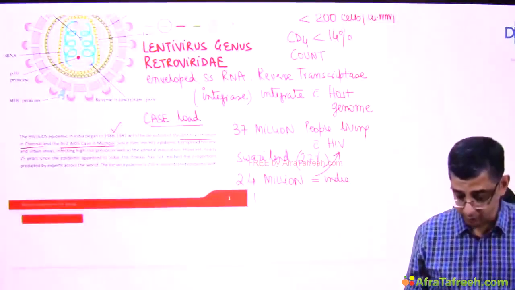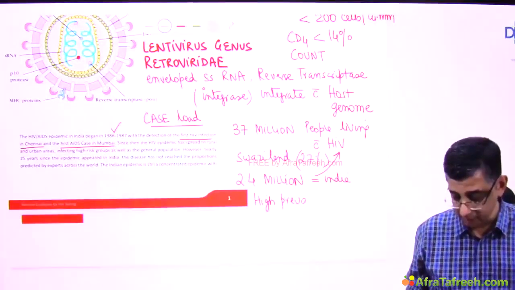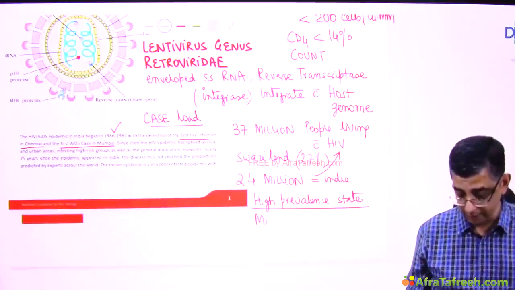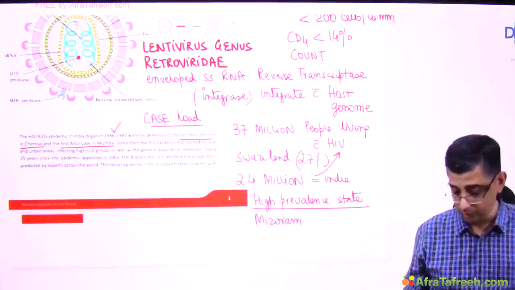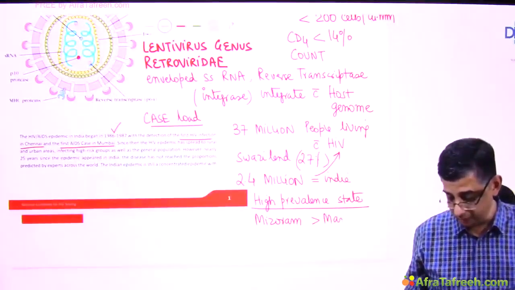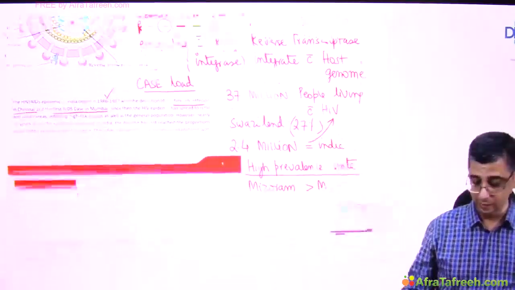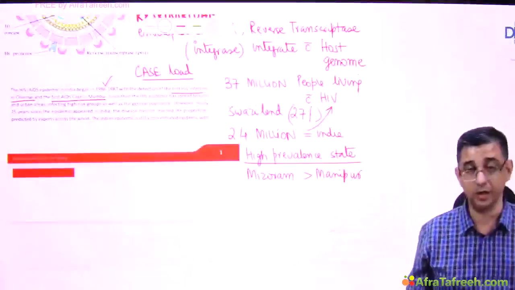And when it comes to high prevalence states, please remember in earlier times, the high prevalence state for this infection was mainly states like Manipur, but now if you read the data, it is Mizoram which is having a higher prevalence as compared to Manipur. So though the older data is Manipur, I would like you to recommend the latest one, that is Mizoram having a higher prevalence as compared to Manipur.